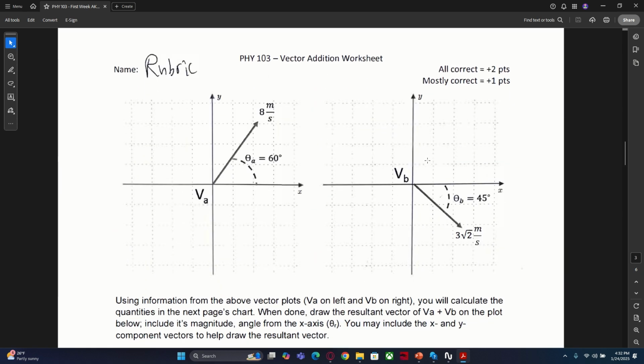For the next worksheet, that's the vector addition one, we have two vectors. We have vector A and vector B. Vector A has a magnitude of 8 meters per second and a direction of 60 degrees above the positive x-axis. Vector B has a magnitude of 3 square root of 2 meters per second and is 45 degrees below the positive x-axis.